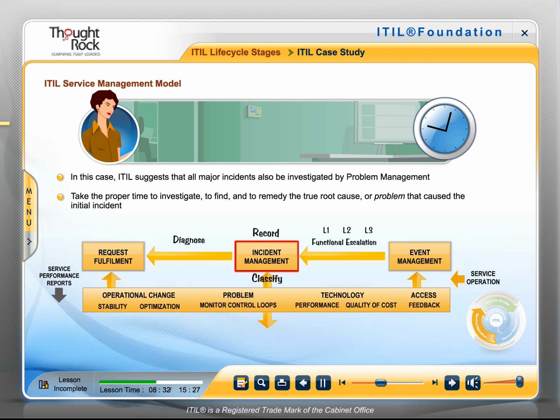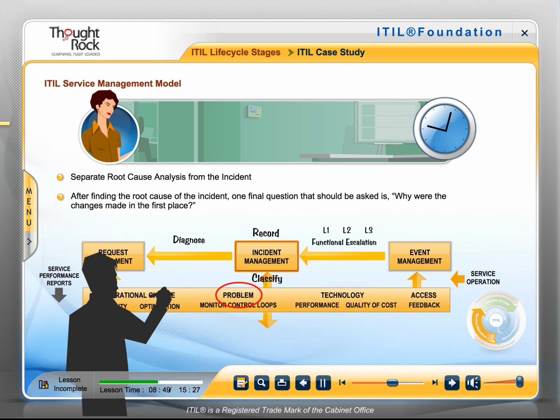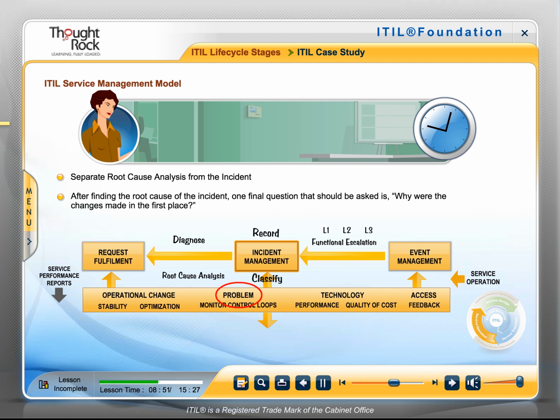In this case, ITIL suggests that all major incidents also be investigated by problem management. Problem management has responsibility to take the proper time to investigate, to find, and to remedy the true root cause or problem that caused the initial incident. Because this investigation, called root cause analysis, takes time, it makes sense to separate it from the incident process. After all, we don't want our users waiting for days while we do this investigation.